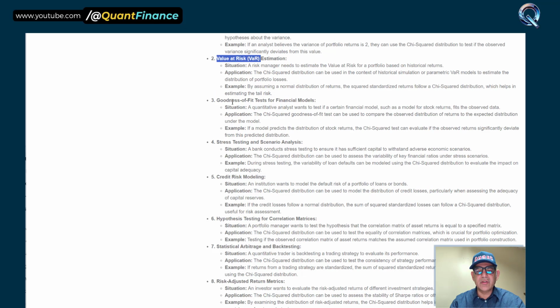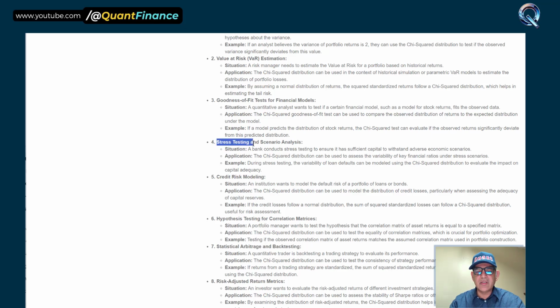The third application of chi-square distribution is goodness of fit tests in financial models. A quantitative analyst always wants to test if a certain financial model, such as a model for stock returns, fits the observed data. So the chi-square goodness of fit test can be helpful there.